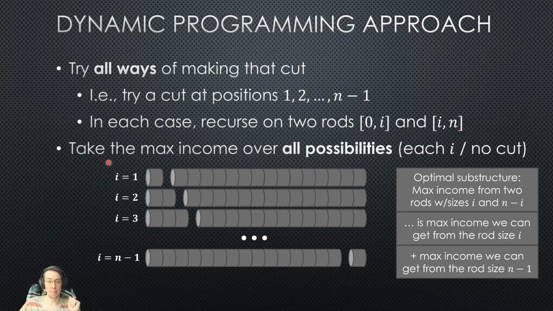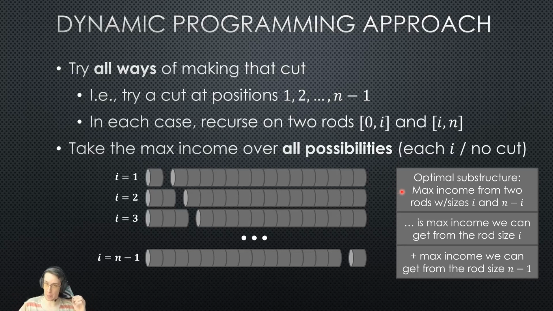And we're going to take the maximum income over all the possibilities. And, well, what are all the possibilities? Well, there's each I, and then there's also the possibility that we don't cut at all. So we include Pn, the income we can get by selling the whole piece of length n, in our max as well. And the key thing that makes this problem amenable to the dynamic programming approach is that it exhibits this optimal substructure, and this is something that you have to argue when you're trying to apply a dynamic programming approach to solving a problem. You need to argue that the problem exhibits optimal substructure.